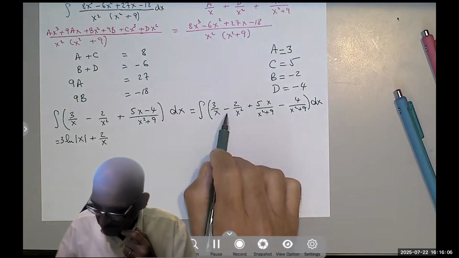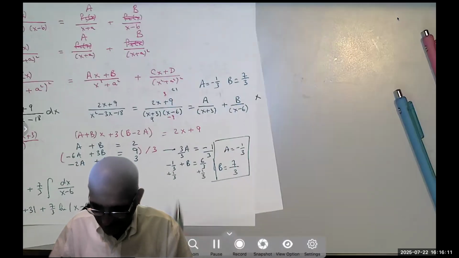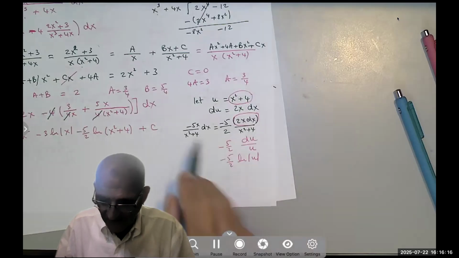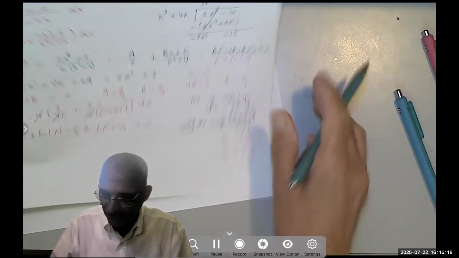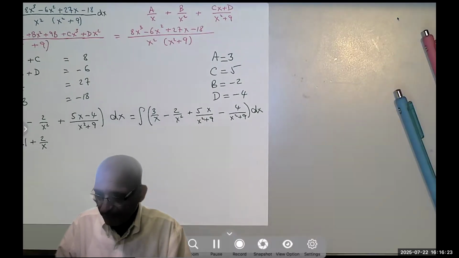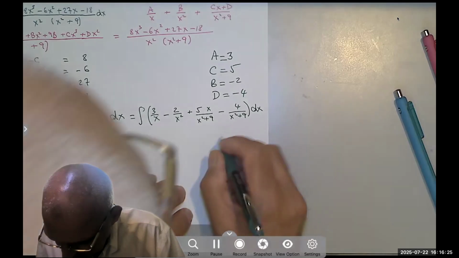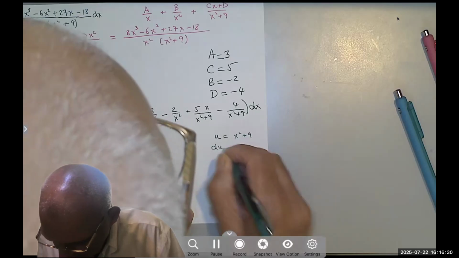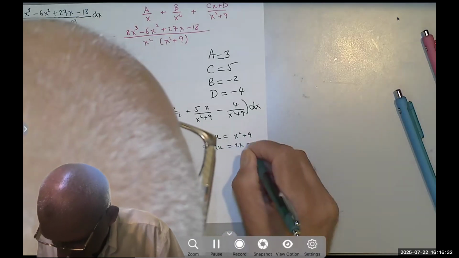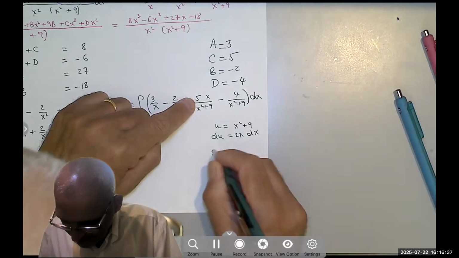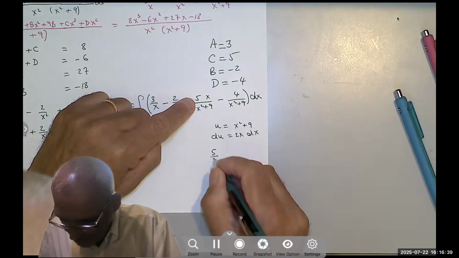The next one, it's almost what we did here, right? We had the 5, but it was negative, I believe, here. You had -5x over x squared plus 4. Here we have plus 5x over x squared plus 9. Again, I'm going to say let u equals x squared plus 9. So du becomes 2x dx. So I'm going to write this as 5 over 2 times 2.